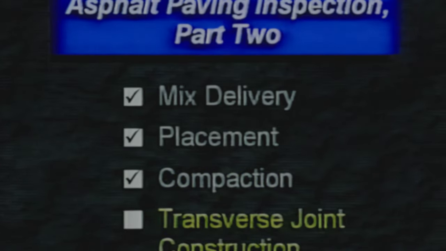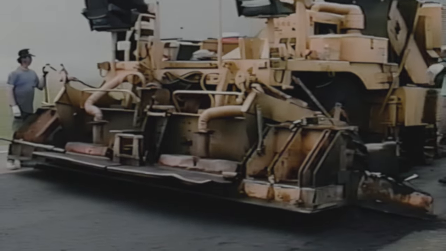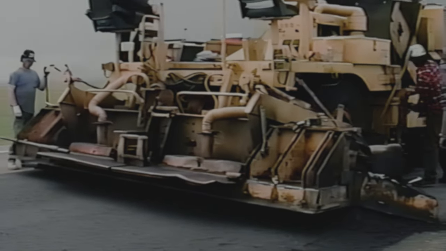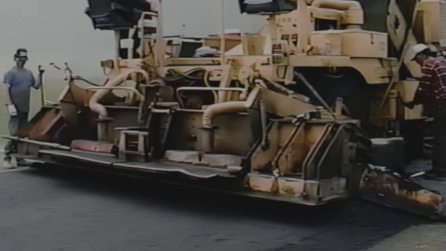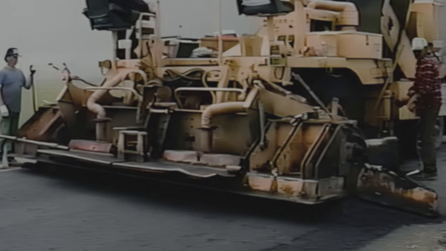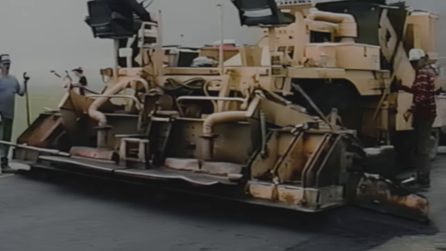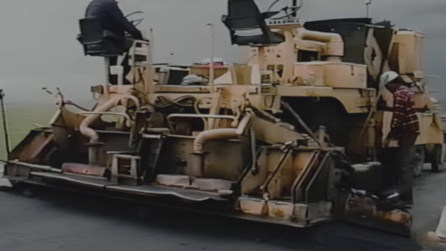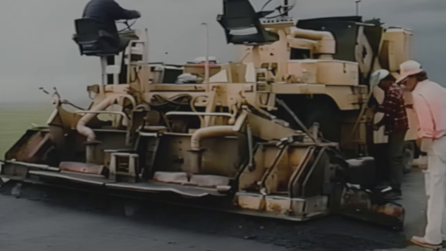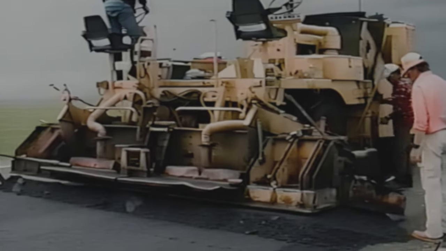Now let's look at transverse joint construction. This involves making cold construction joints across the pavement perpendicular to the roadway center line. The joints are made when the contractor stops work at the end of the day, when the paving operation is delayed, or when bad weather is imminent.